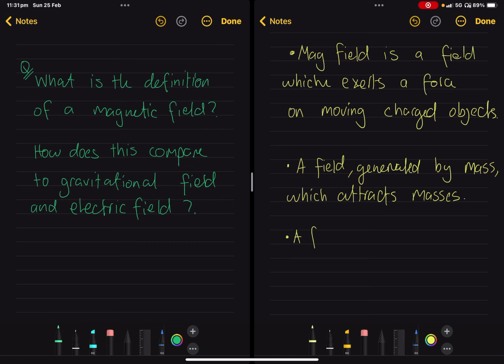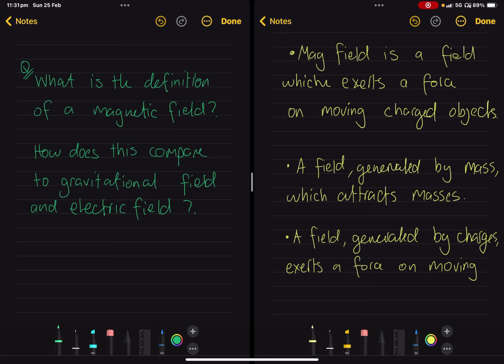And then an electric field is a field, F-I-E-L-D, which is typically generated by charges of some variety, and it exerts a force on moving or stationary charged objects.